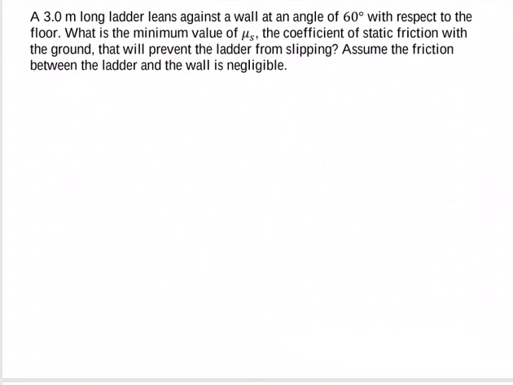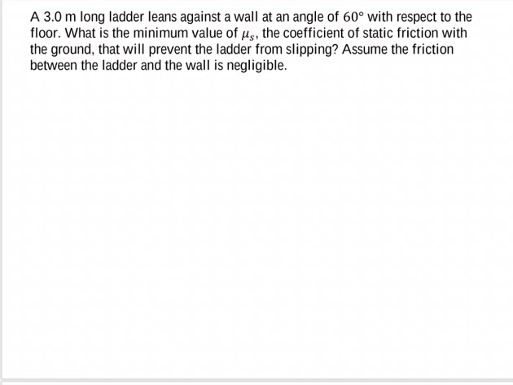A 3-meter long ladder rests against the wall at an angle of 60 degrees with respect to the floor. Ooh, 30-60-90. So that's a pretty easy picture. We can draw that. What is the minimum value of mu sub s, the coefficient of static friction with the ground that will prevent the ladder from slipping? Assume friction between the ladder and the wall is negligible. Okay, so doing F max, I guess.